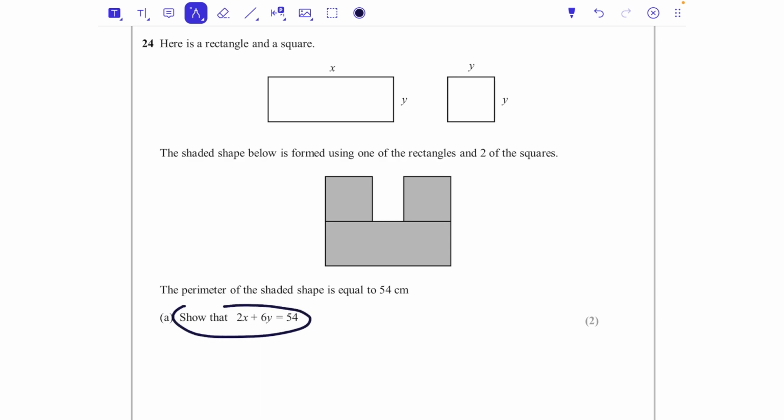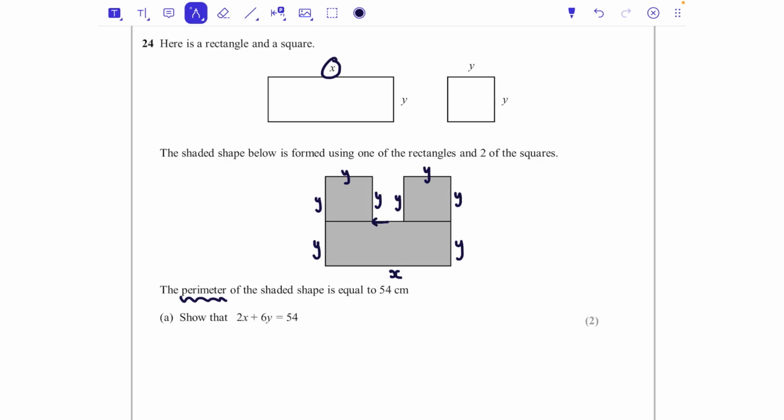Okay, so on these show that questions, you want to kind of ignore this. You're basically going to try and come up with that on your own using the information that they have given you. So they're talking about the perimeter, and we know that perimeter is the distance around the outside. Now I know that this is y. This is also y, and this is also y. This one is y, this one is y, and this one is y. So is this one. This one is x, we're getting that from here, and this one is y. That is the distance around the outside.